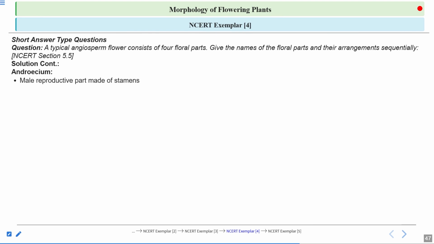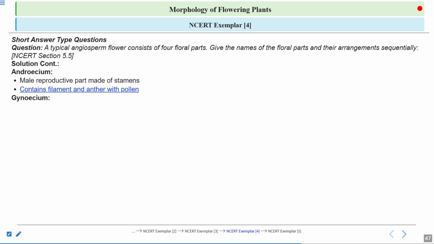Now, the male reproductive part is made up of stamens, and that is the male reproductive part. It contains the filament and anther with pollen. If you see one stamen, it has a stalk-like structure that is called filament. And this filament is attached to the thalamus. Its distal end has the anther. And inside the anther, there is a pollen chamber. Inside the pollen chamber, what is developed? Pollen grains.